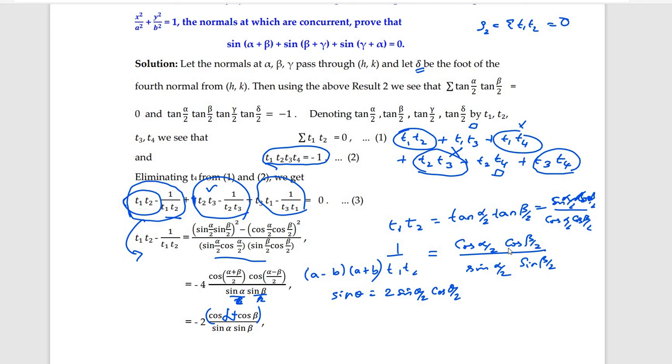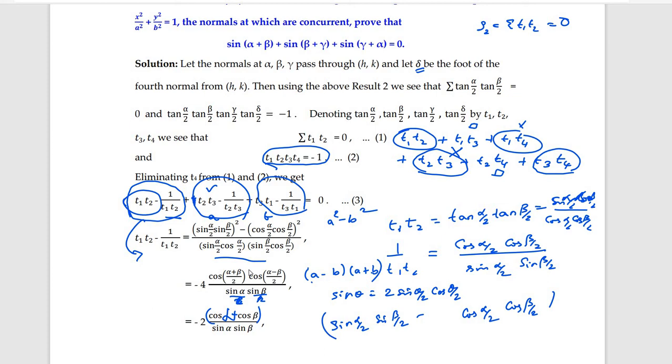Now going to the numerator, you have it in the form a square minus b square. So rewriting that as a minus b into a plus b. A minus b means what? This is a, this is b. A minus b means sin alpha by 2 sin beta by 2 minus cos alpha by 2 cos beta by 2.